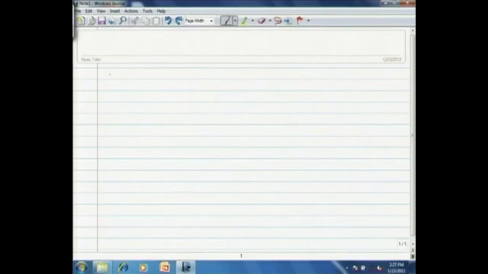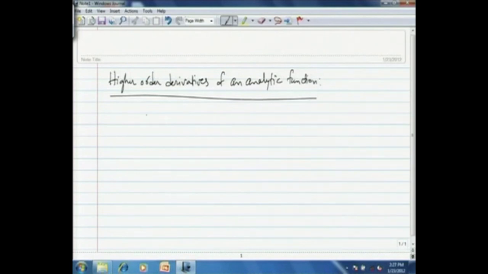So, today we are going to see higher order derivatives of an analytic function. Okay, so here is the setup. Let f be a holomorphic function. Okay, so let f be holomorphic or analytic. So I explained that holomorphic is another word for analytic.